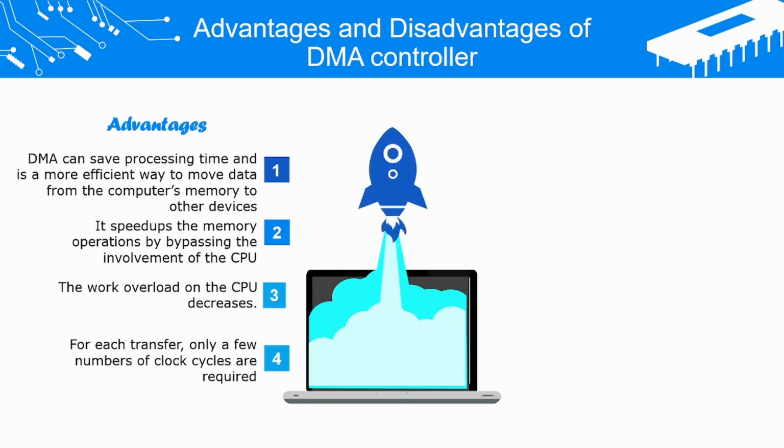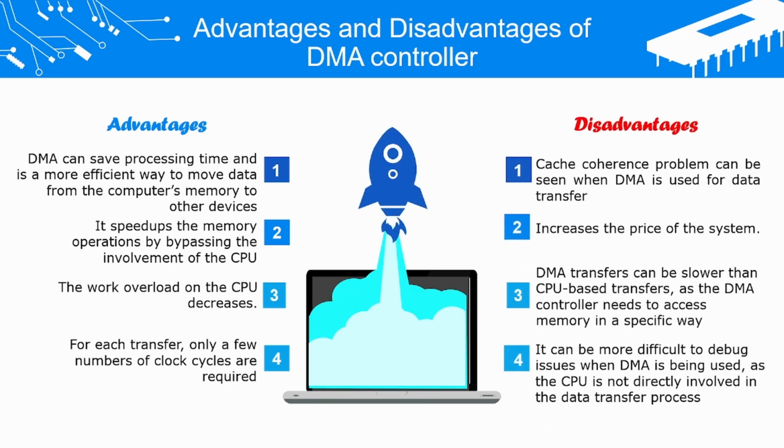So let's now see the disadvantages of it. Cache coherence problem will be seen if direct memory access is used for data transfer. The price of the system will increase with the addition of the direct memory access controller. Next, direct memory access transfer is slower than the CPU based transfer because the direct memory access controller needs to access memory in a specific way.